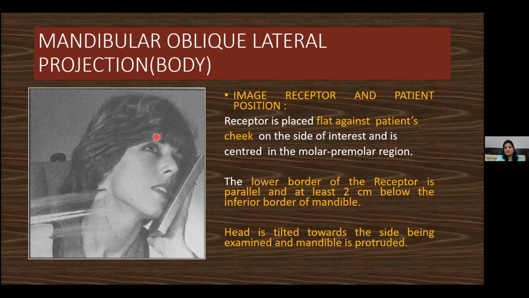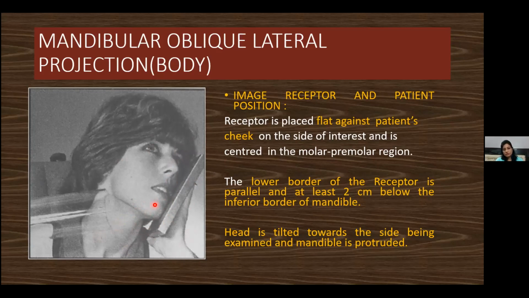So you can see the head is tilted. The cassette is placed flat against the cheek. In the body, I have to center it in the molar premolar region. Lower border, can you see it is below the mandible? How much? 2 centimeters below. The head is tilted towards the side being examined. If I want to see the left side, I will do it like this. Sorry, right. And if I want to see the other side, I have to tilt it like this, right?